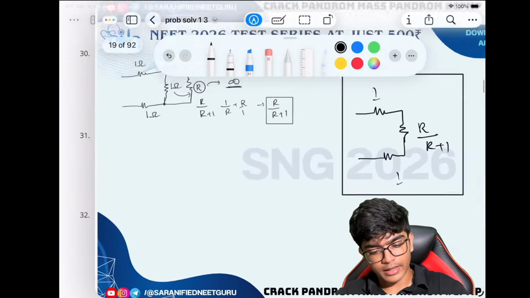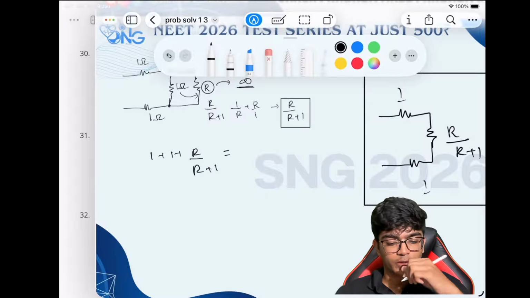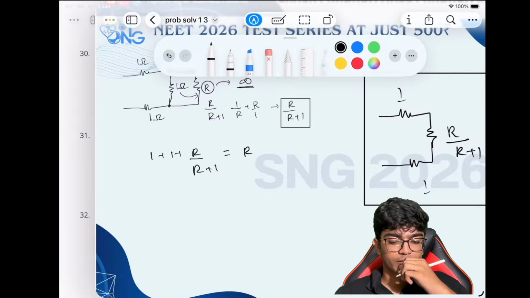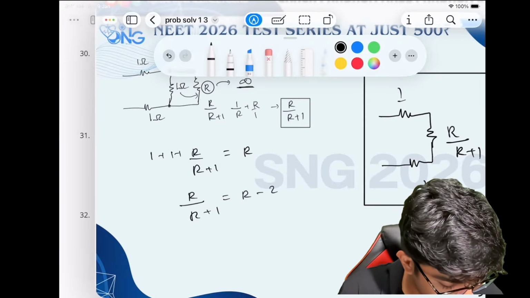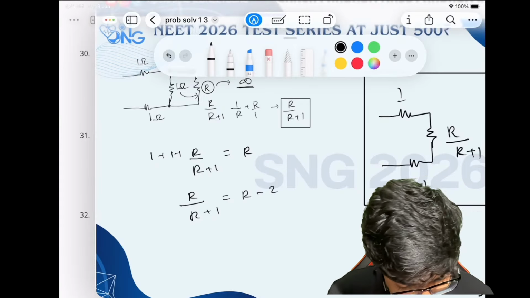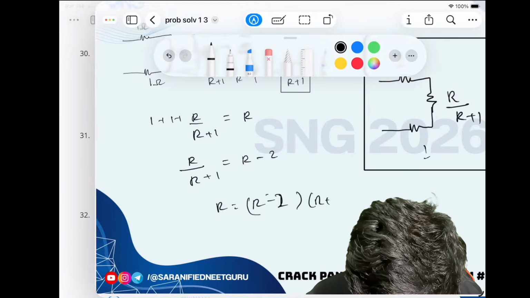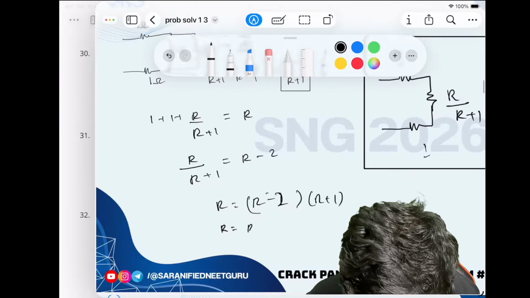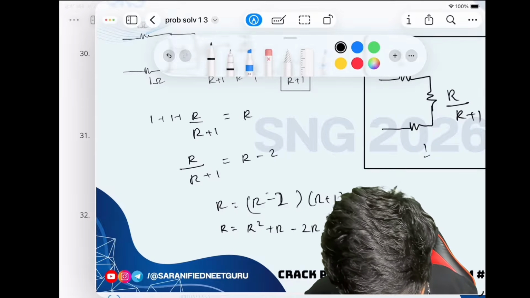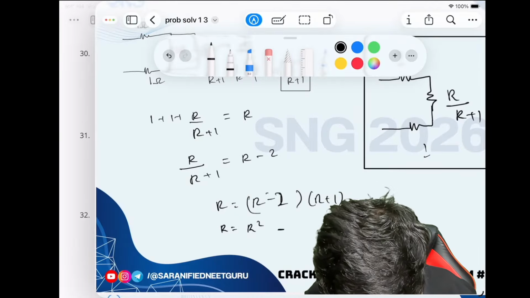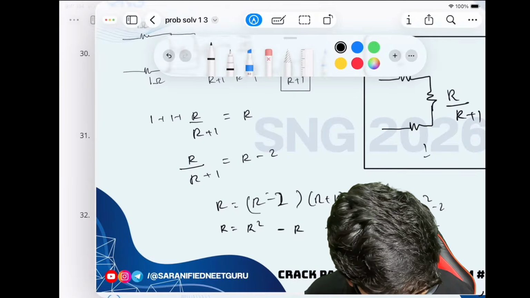Okay, so considering that, my series will be 1 plus 1 plus R by R plus 1, which is equal to R again. Okay, so R by R plus 1 is equal to R minus 2, right? It's nothing but my R is equal to R minus 2 into R plus 1. Simplify it. R is equal to R square plus R minus 2R minus 2. R square minus R. Okay, fine. 2R is equal to R square minus 2. R square minus 2R minus 2 is equal to 0.